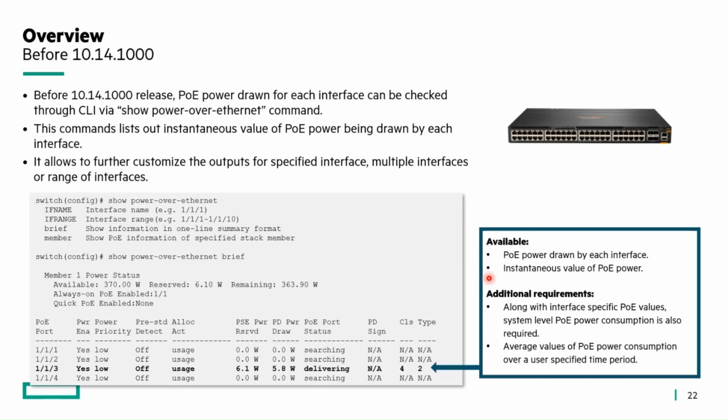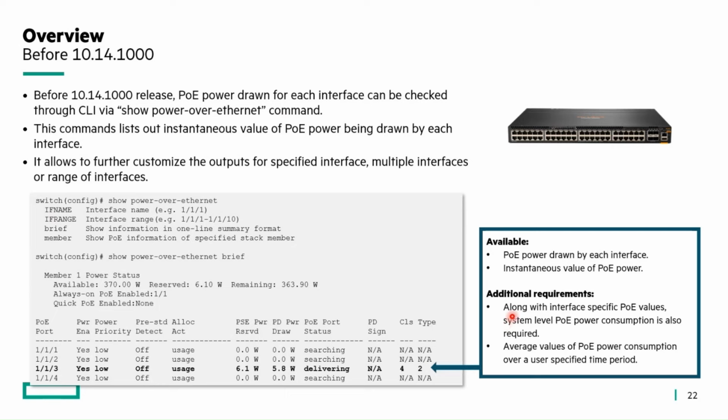Now here is what was available before 10.14.000. The PoE power drawn by each interface, which you can see right here, is available and can be seen. The next part is the instantaneous value of PoE power. Whatever you see here is the instantaneous value. Now there was an additional requirement that will help you understand these details better. And what was that?